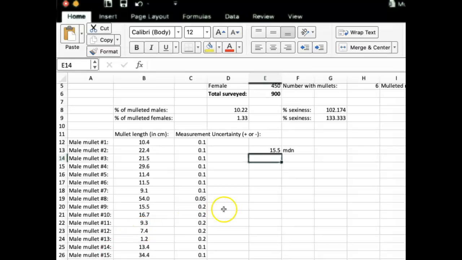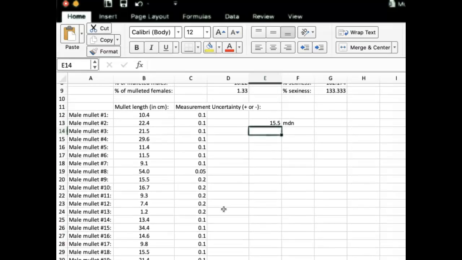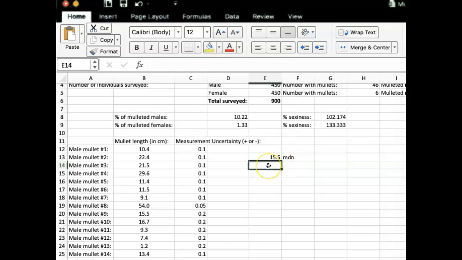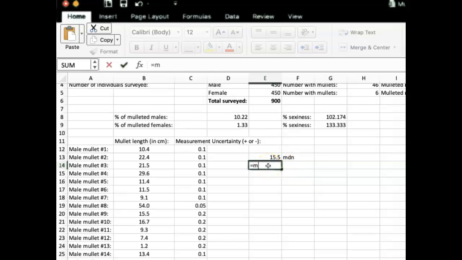Another really common thing is called the mode. This one's pretty easy as well. This is the most common value, right? So in other words, if there's one that happens to repeat a whole bunch of times, the mode function is going to allow you to pick that one out. So in my list of 25 different mullet lengths here, let's say that I want to figure out what the mode is, in other words, the most common thing.